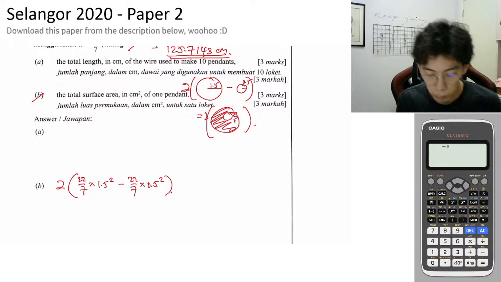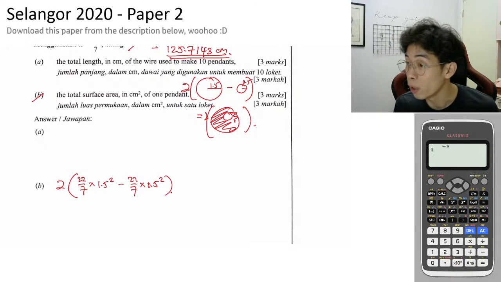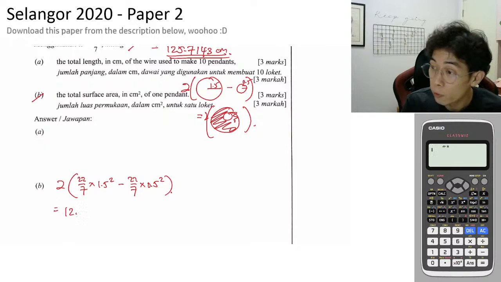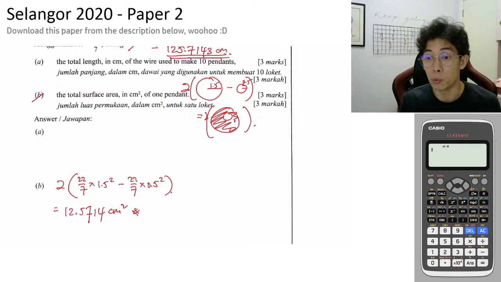So 22 over 7, I try to multiply as well because I just do it straight away, times 1.5 square, minus 22 over 7 times 0.5 square. And then you times 2. So your answer is 12.5714 cm square, because you times 2.